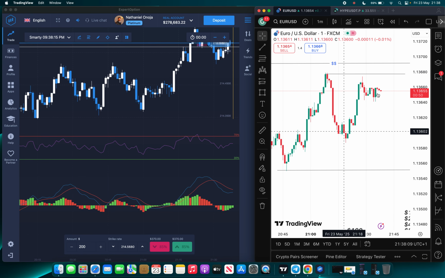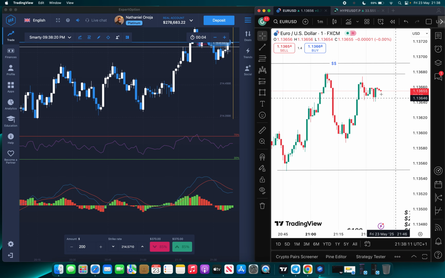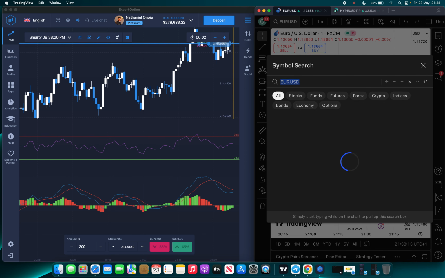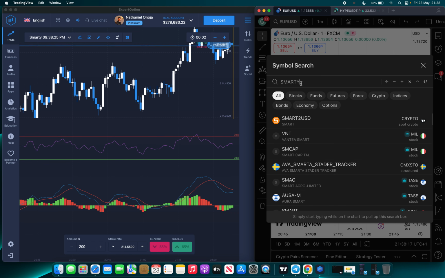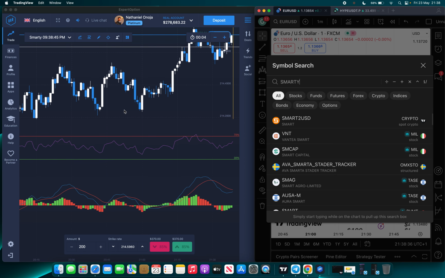I prefer it. So if I search Smarty here, I'm not going to see it. It's not here. So I think Smarty is an Expert Option pair. I'm not sure, but I think it is. So if there is even going to be any kind of manipulation, I think it should be for this Smarty, because euro dollar is for everybody. But if Smarty is for them, don't you think they can control it?